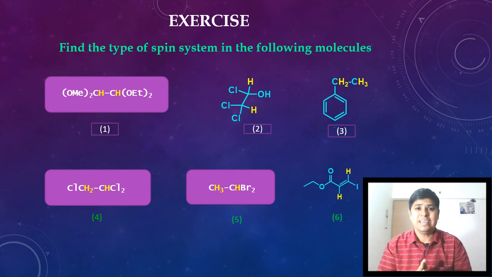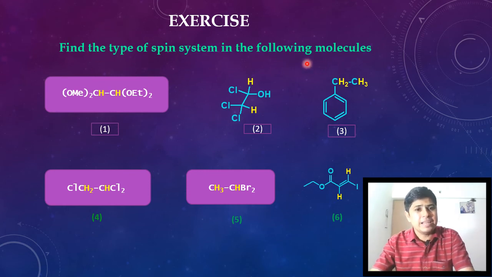Now see here in this slide there is an exercise for you. Find the type of spin system in the following molecules. This is the first type of molecule. In the first molecule, I have designated these 2 protons by yellow color, so you have to think about these 2 protons. Here you have to think about these 2 protons which are shown again in a different color.